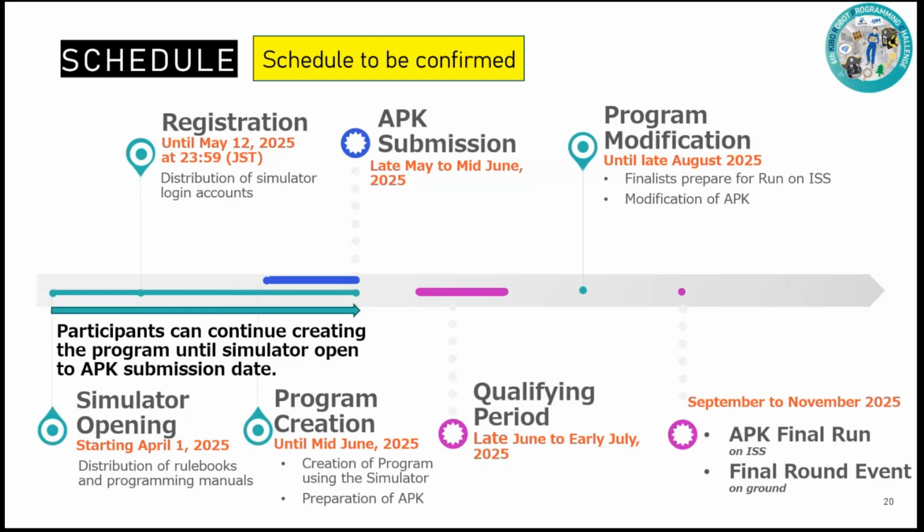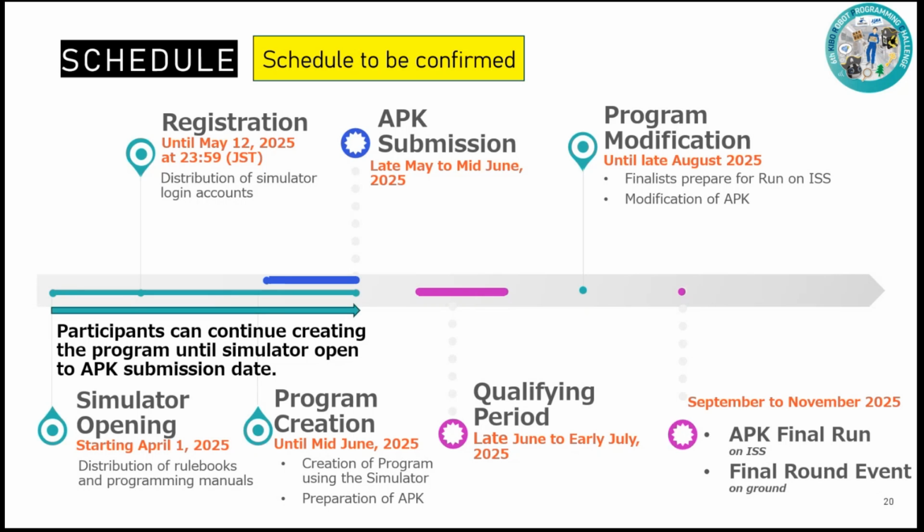Also, due to ISS limitations, if the number of finalist teams needs to be reduced, the selection will be based on preliminary round scores. Just for your information. For the schedule of the final round, you have 2 steps.